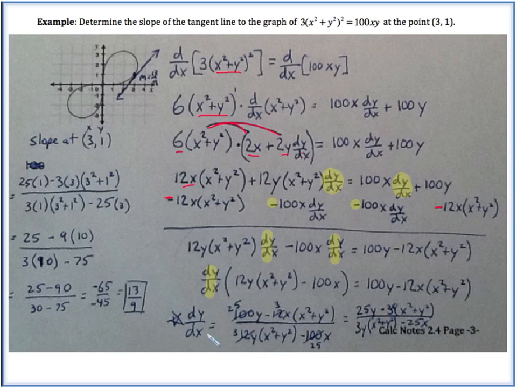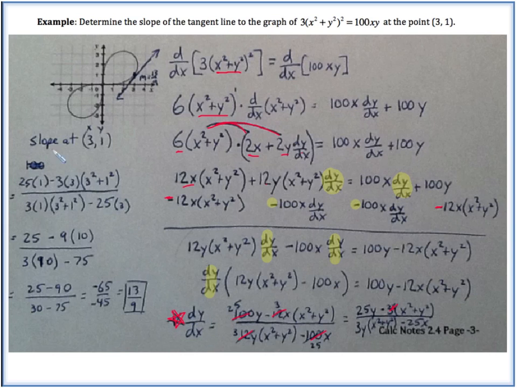Then I wanted to get my dy/dx by itself, so I divided all of this to both sides. You can see that right here. And then I noticed that 100, 12, 12, and 100 had a common factor of 4. So I just took the 4 out of all of those, and I was left with 25y minus 3x times x squared plus y squared over 3y times x squared plus y squared minus 25x. And that was how I found the derivative.